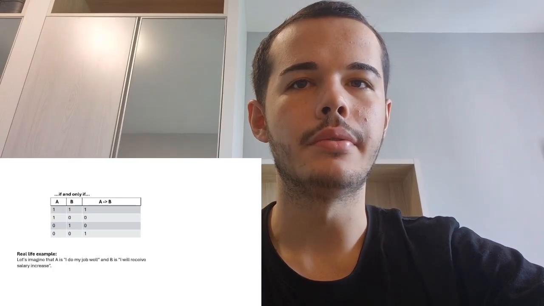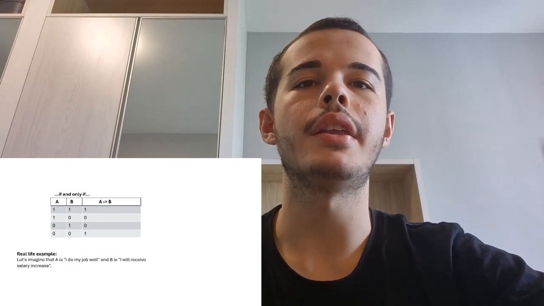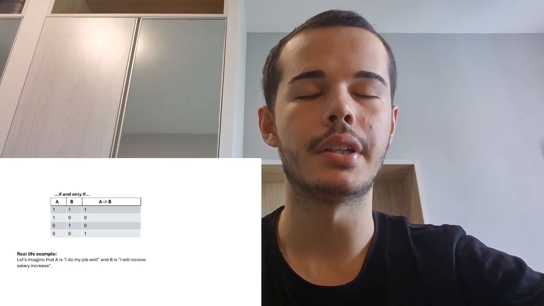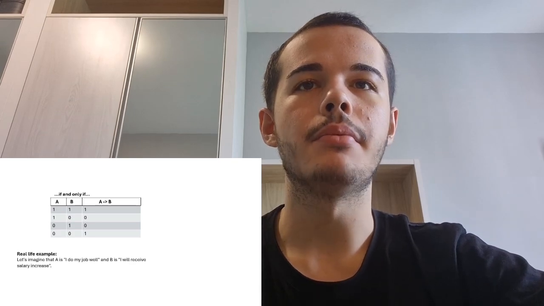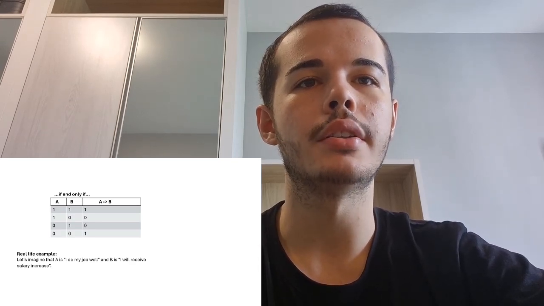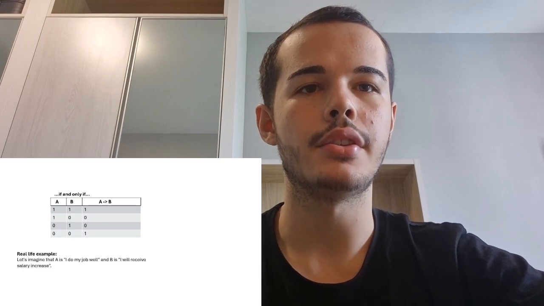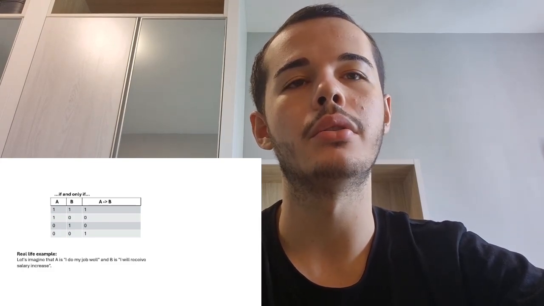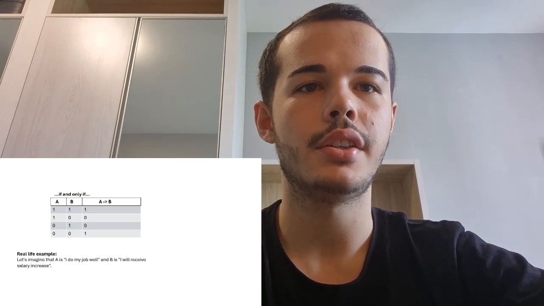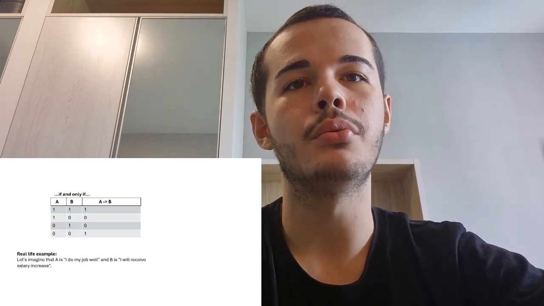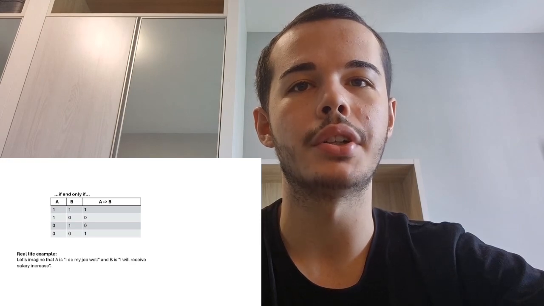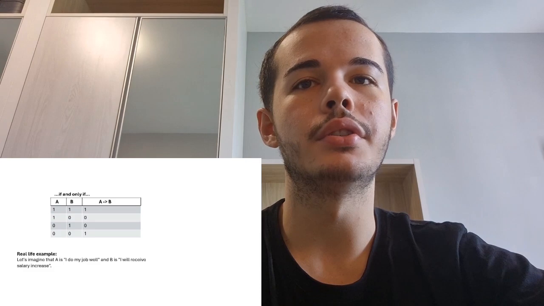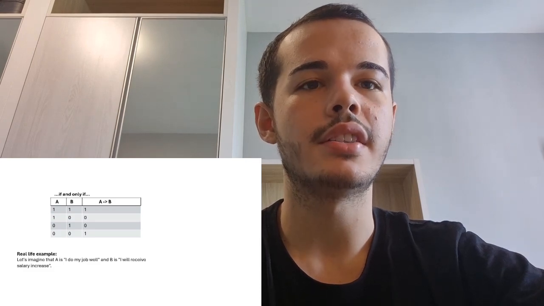If and only if. Real-life example. Let's imagine that A is "I do my job well" and B is "I'll receive a salary increase." If both are true, I do my job well and I receive a salary increase, it's true. And if both are false, I don't do my job well and I will not receive a salary increase, it's true. But if I do my job well and I will not receive a salary increase, or I don't do my job well and I will receive a salary increase, it's false.